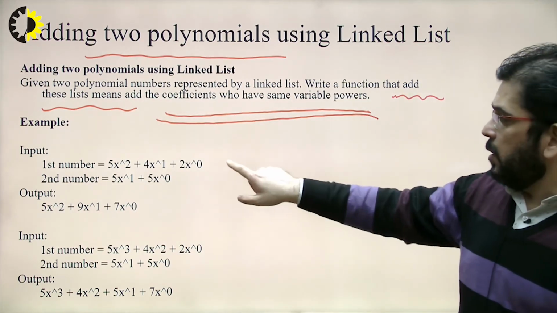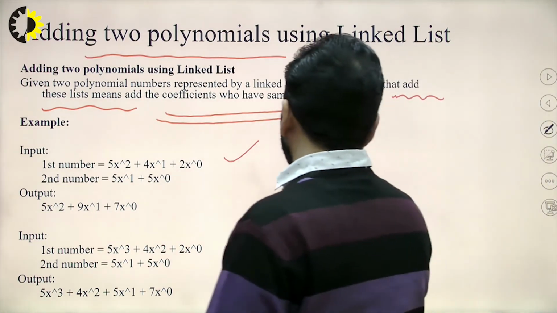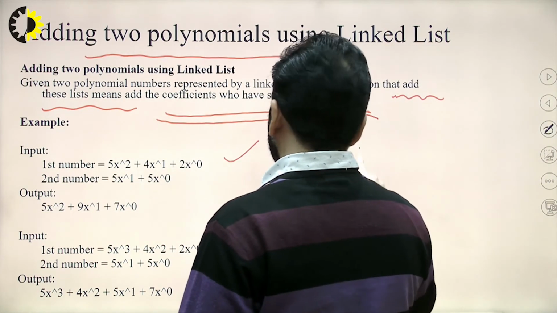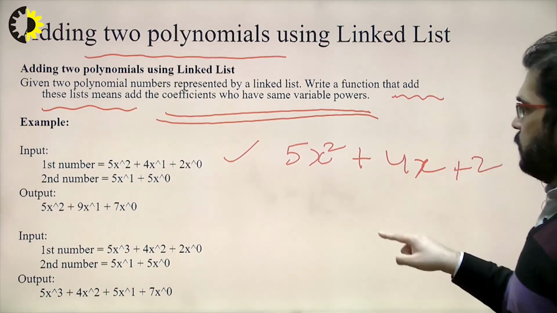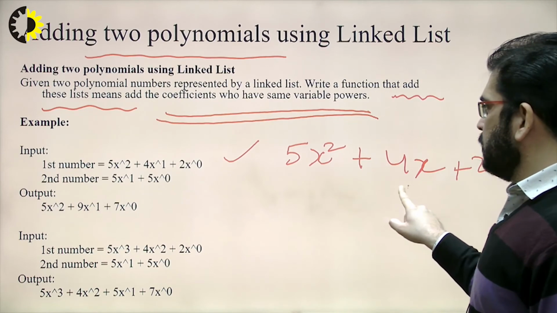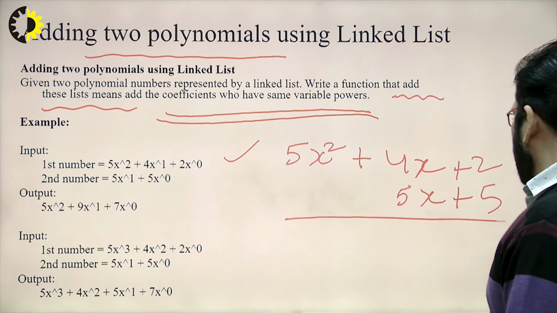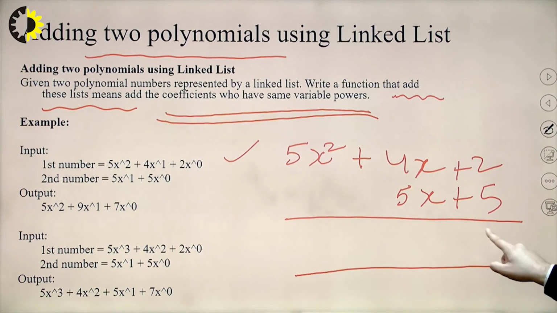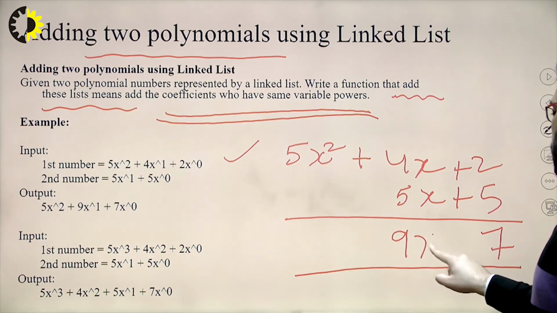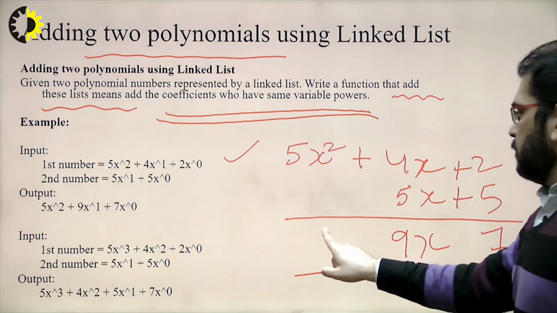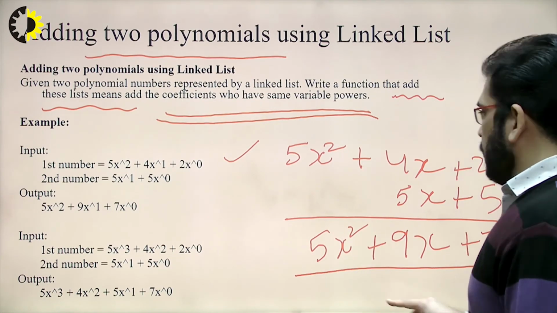For example, the first number is 5x square plus 4x plus 2. This is the first polynomial. Next one is 5x plus 5. If I apply the addition operation, then 5 plus 2 will become 7, 5x and 4x will become 9x, and this one is 5x square, with a plus sign in between. So this is the output.